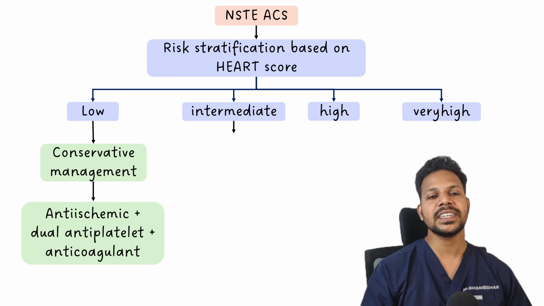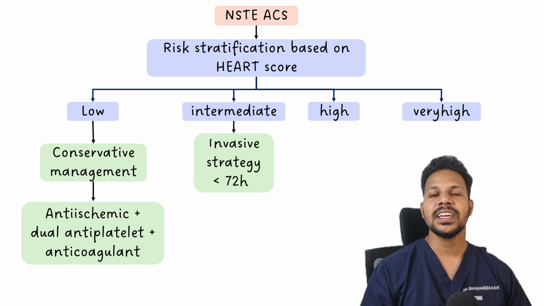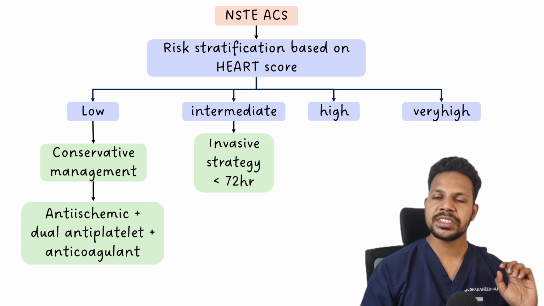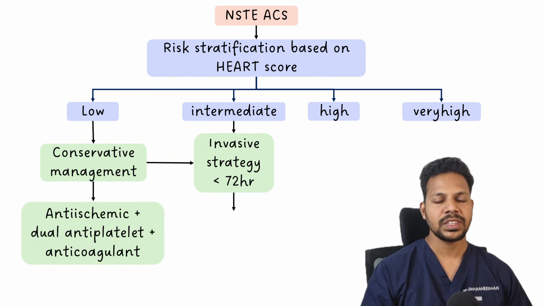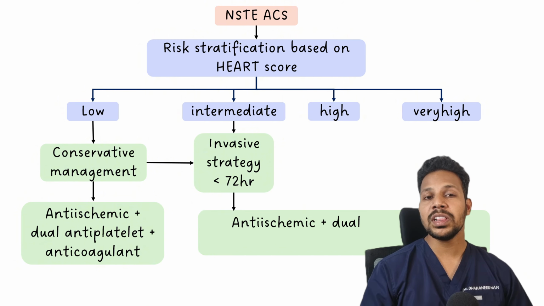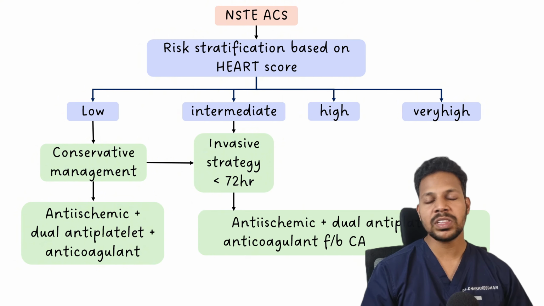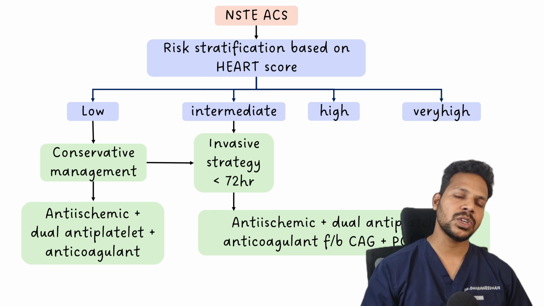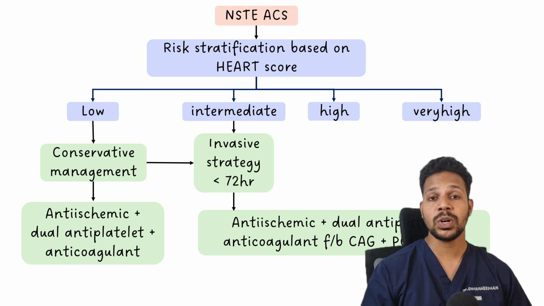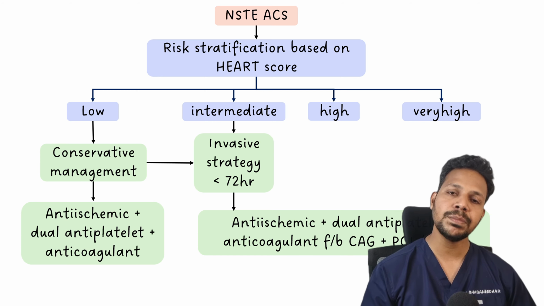An intermediate risk patient should be subjected to the invasive strategy, where the invasive procedure like percutaneous coronary intervention or coronary artery bypass graft should be done within 72 hours. So this includes usage of all these three groups of drugs that we have already added, along with that we'll add percutaneous coronary intervention or CABG for reperfusion. That is the invasive procedure here.